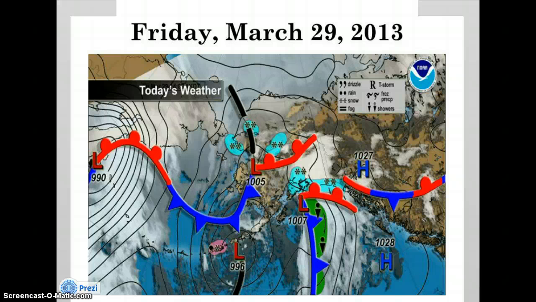So that kind of explains how these temperatures correlate, how the temperature graph correlates with the actual weather maps that we see right here. Yep, thank you.